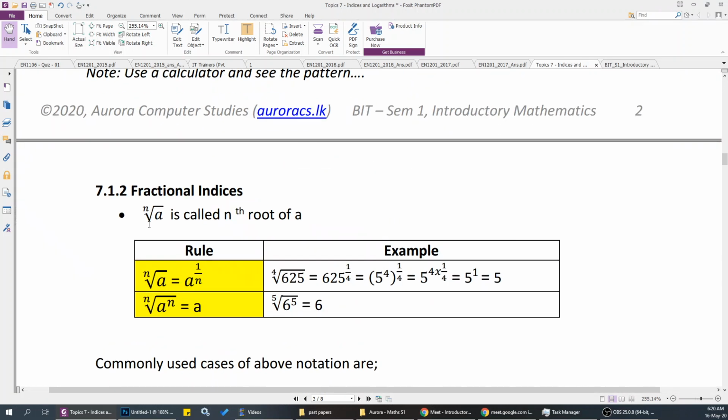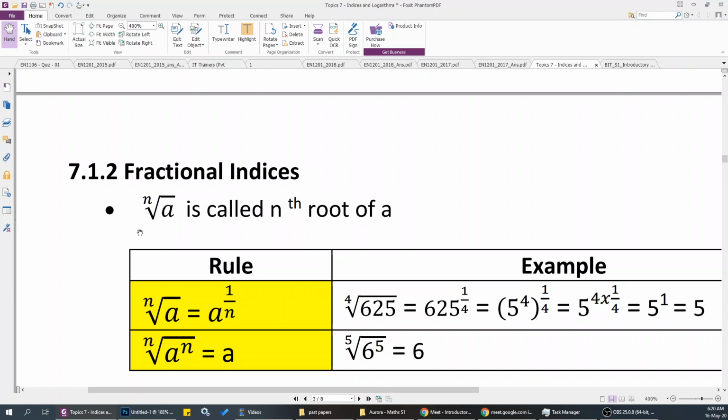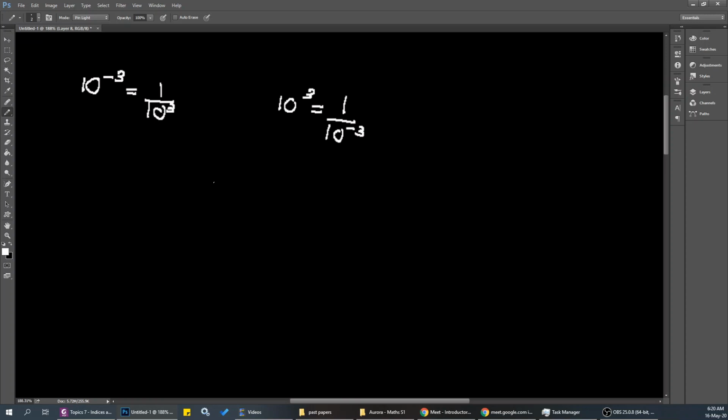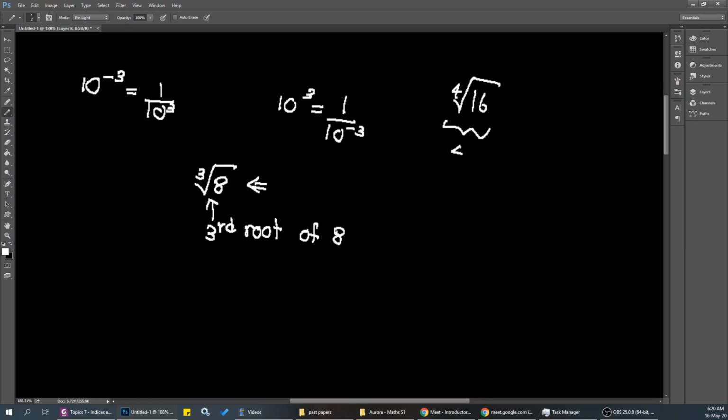So this is a notation, and whenever you come across something like this, you call it the nth root of a. This is the root symbol. We use the root symbol, and we call it the nth root of a. Say you have 8 and we have 3 here, we can call it the third root of 8, right? Then suppose we have 16 and 4, we can call it the fourth root of 16. So that is how you denote the fractional indices.